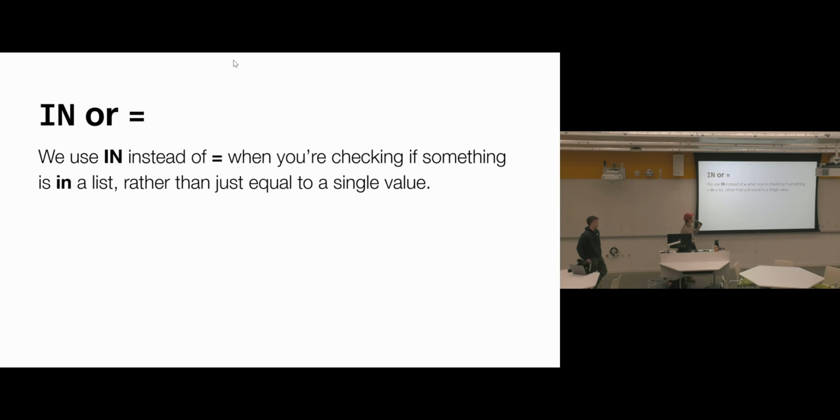Okay, so the distinction that we just made, in or equals. You use in instead of equals when you're checking if something is in a list rather than just equal to a single value. So that's the difference between returning multiple items versus returning only one. Perfect match versus one of multiple choices. Okay, so that was select.